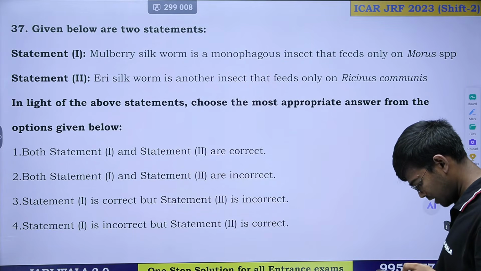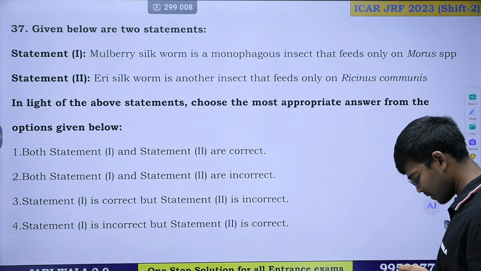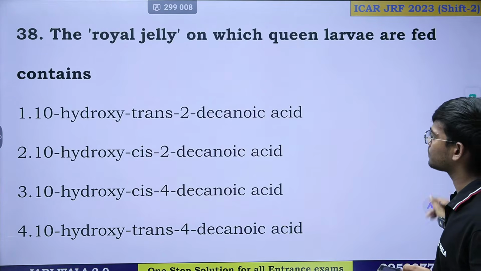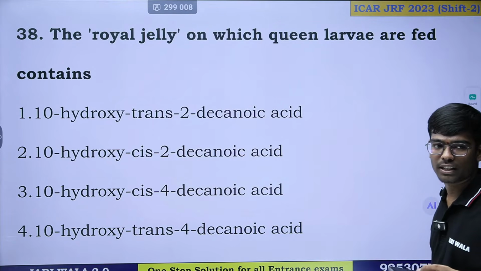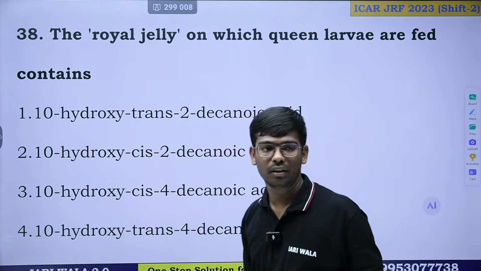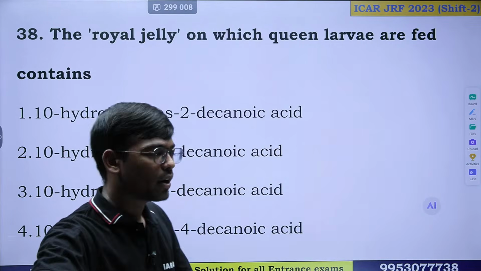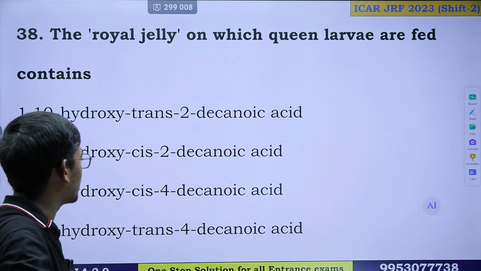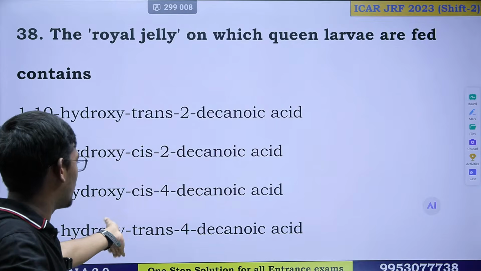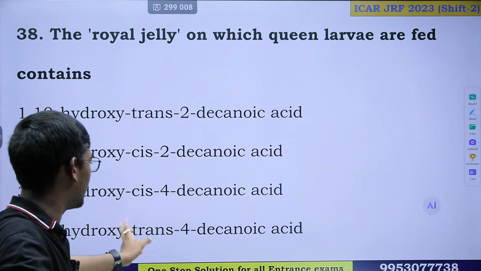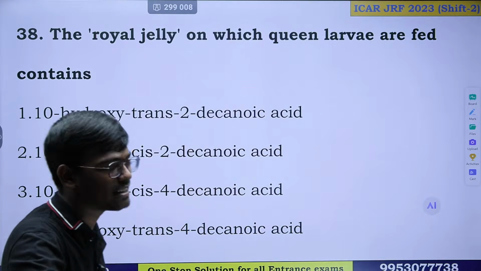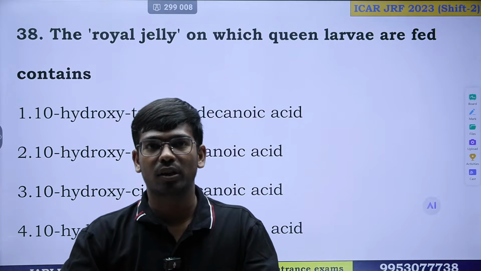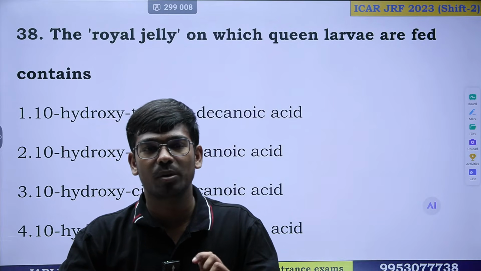So yes, some students responded C, only Mahendra gave the correct option C. And coming to the next question: the royal jelly on which queen larvae are fed contains, it's a chemical name, IUPAC name. They are giving 10-hydroxy trans-2-decenoic acid, 10-hydroxy cis-decenoic acid, 10-hydroxy cis-4-decenoic acid, and 10-hydroxy trans-4-decenoic acid. That's what you need to remember, the chemical names also. Somewhat important thing. If you get such questions, you will be able to answer.